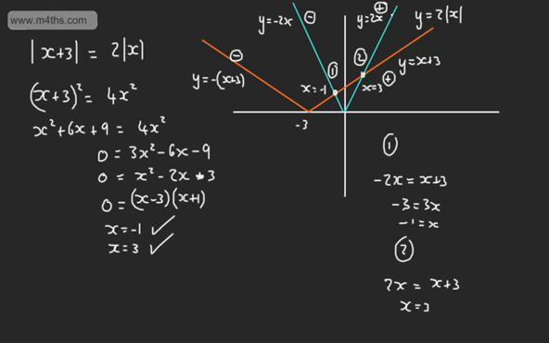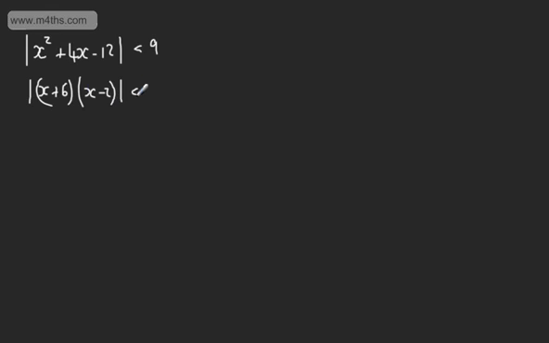Okay, let's finish with something that's potentially beyond the scope of what you might be asked to do, but it's quite interesting all the same. Let's choose a quadratic. Let's say we've got the modulus of x squared plus 4x minus 12 is going to be strictly less than 9. Now with this one, again, we've got lots of different approaches that we could think about doing. What I'm going to look at doing is factoring this first. So we're going to have x plus 6, and then x minus 2, and that's going to be strictly less than 9.